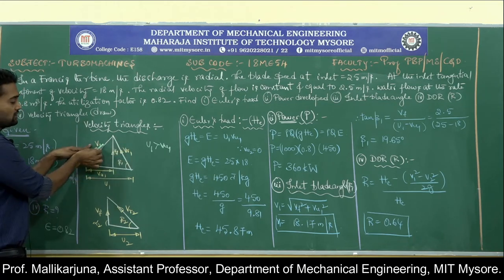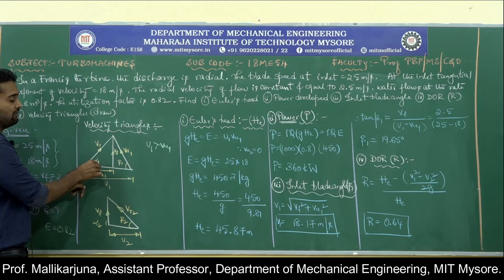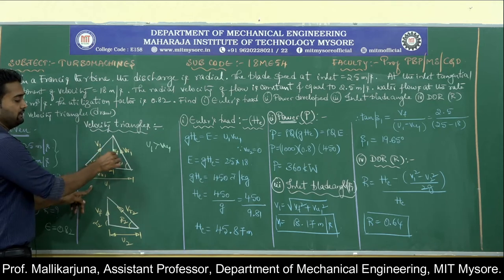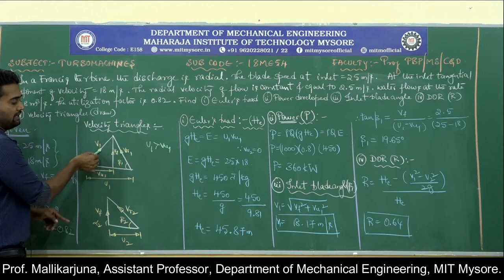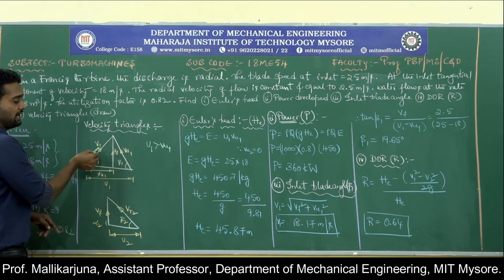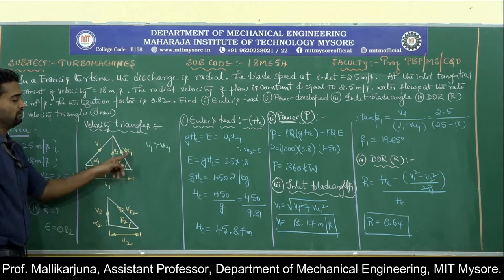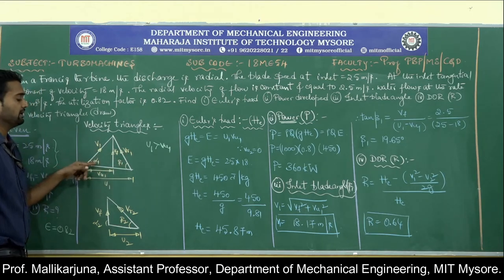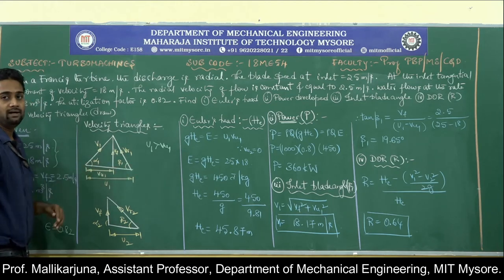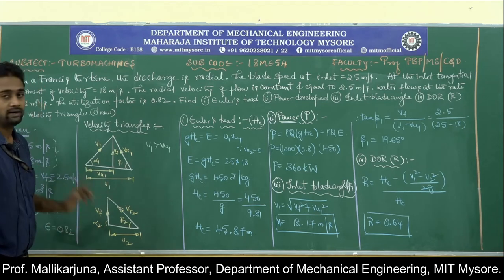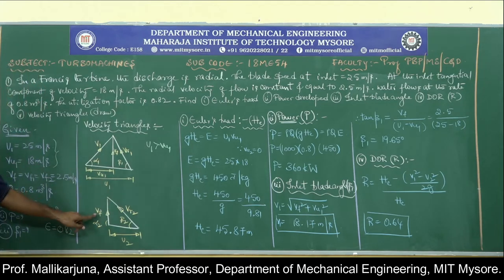V1 is the absolute velocity, and the angle made by V1 is alpha 1, the inlet fluid angle. VU1 is the distance between the flow velocity and the absolute velocity. The distance between the relative velocity and the absolute velocity is U1. VR1 is making an angle of beta 1 with the blade direction. V1 is making an angle of alpha 1 with the direction of blade rotation. In the same fashion, the outlet triangle has to be written. We know flow velocity is constant.